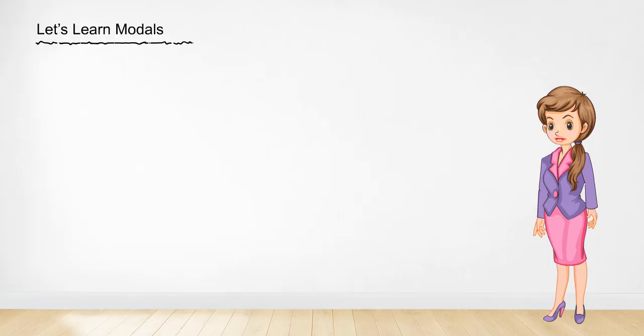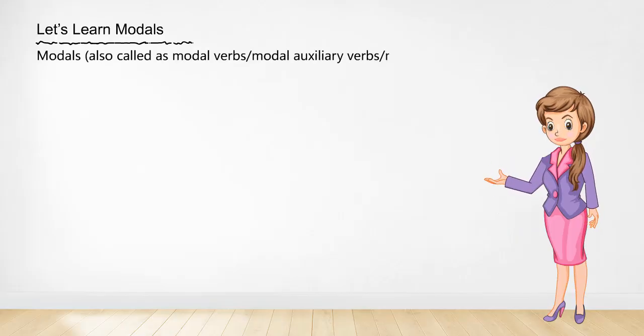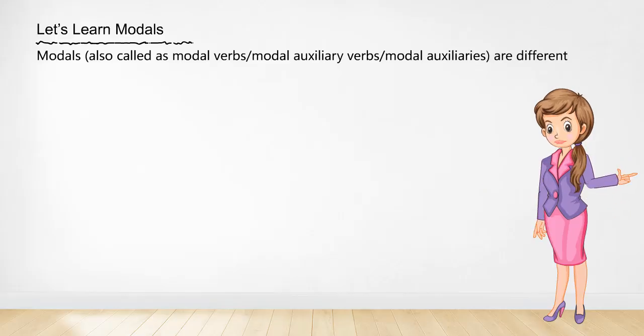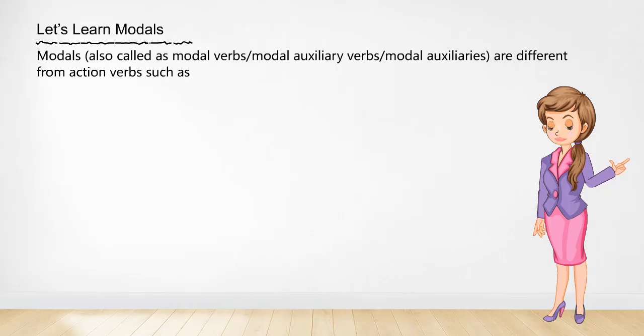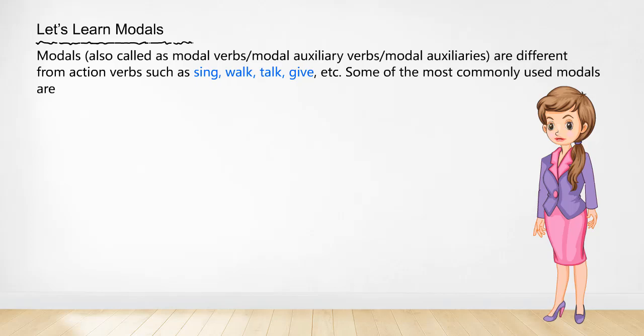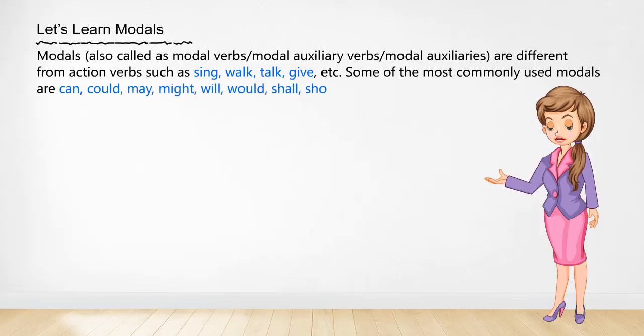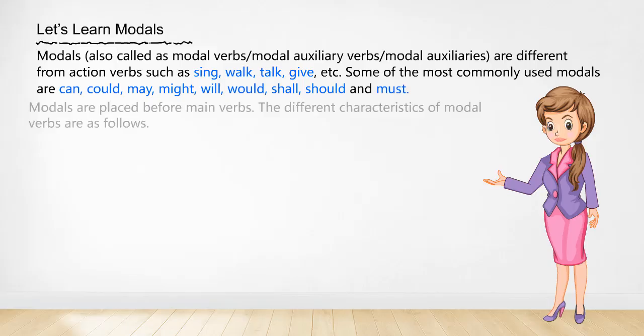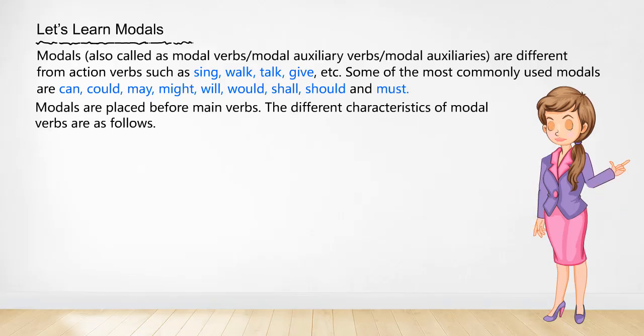Let's learn modals. Modals, also called modal verbs, modal auxiliary verbs, modal auxiliaries, are different from action verbs such as sing, walk, talk, give, etc. Some of the most commonly used modals are can, could, may, might, will, would, shall, should, and must. Modals are placed before main verbs. The different characteristics of modal verbs are as follows.